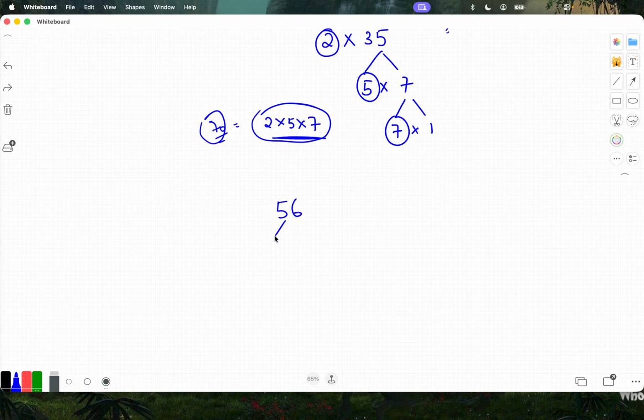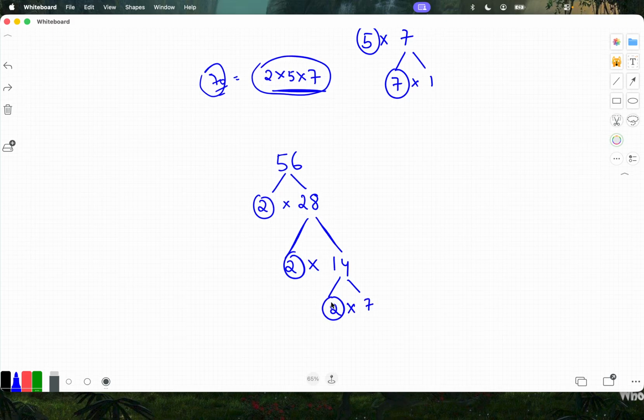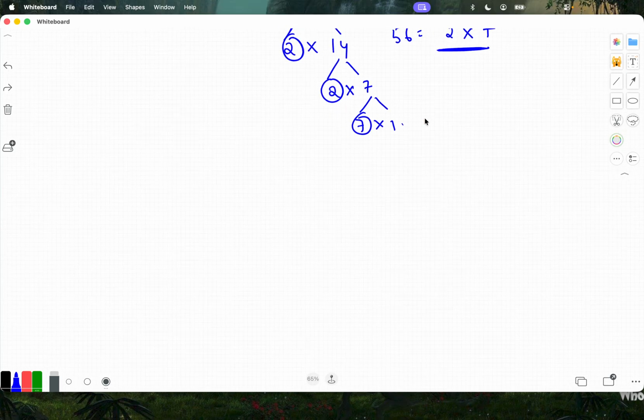Okay. 56 you can write as 2 into 2 is 4, 2 8 is 16. So 2, then again 2 into 14. Next 2 into 7. Next 7 into 1. So what are the prime factors? 2 into 2 into 2 into 7. So 2 cube into 7. This is how you express 56 as product of primes. Okay.